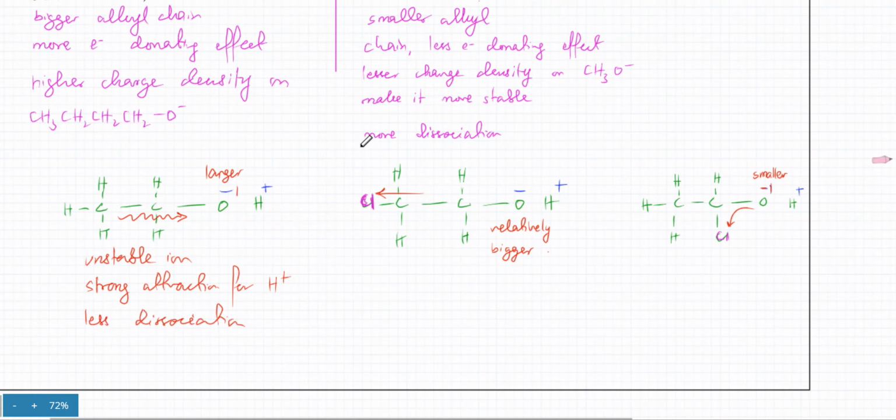And whereas this one, the Cl is very close and has electron withdrawing effect.